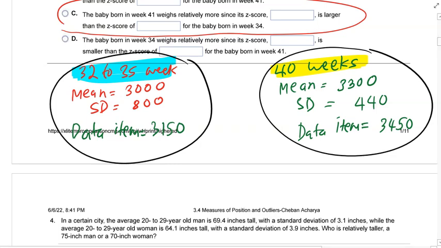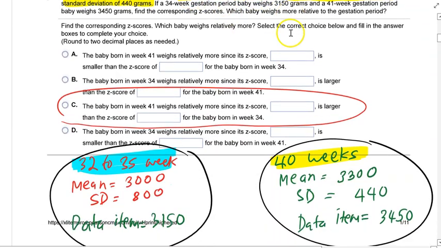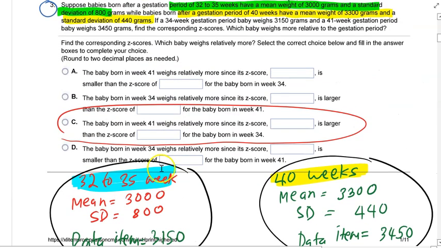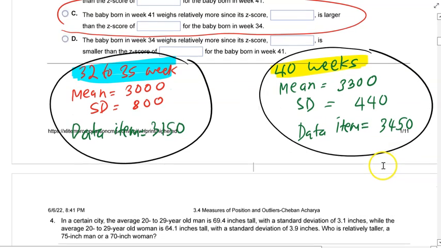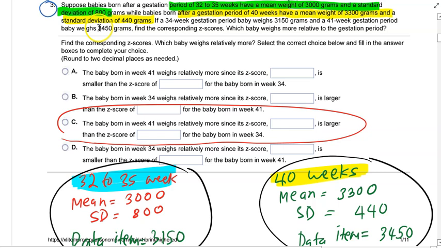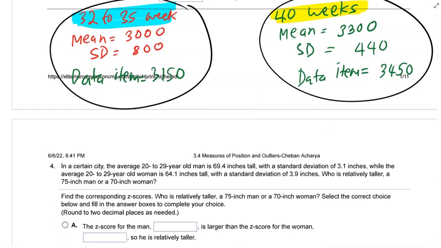You see the two sets of data items here. One is between 30 to 35 weeks, the other is after 40 weeks. Okay, this is the weight of the baby who was born at 34 weeks. This is the weight of the baby who was born at 41 weeks. And we are looking for the z-score of each data item, right? Find the corresponding z-score, and we need to answer which baby weight is relatively more. To do that, we've got to find the z-score of each data item.